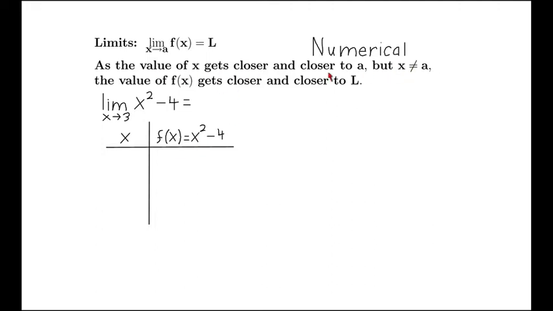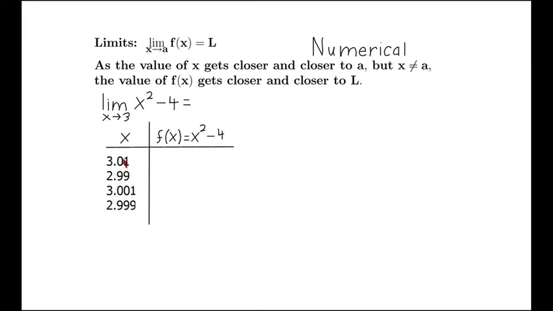If we follow our description, it says we should take values of x closer and closer to 3, but x not equal to 3. So on this side, we put values of x that are getting closer to 3, but x not equal to 3. We took values of x that were both greater than 3 and values of x that were less than 3. But the overall trend as we go down is x is getting closer and closer to 3.